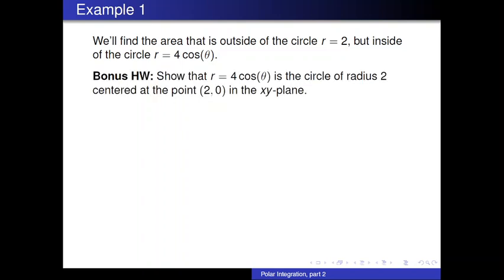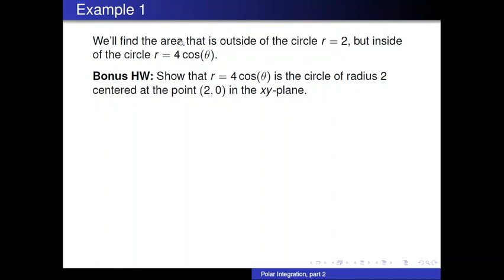Well, then where is it centered? You can do this work yourself, maybe in the comfort of your own home, since you're not leaving there. We can show that r equals 4 cosine theta is the same thing as the circle of radius 2 centered at the point 2, 0 in the xy plane. So it's a circle of radius 2 shifted over to the right by 2.